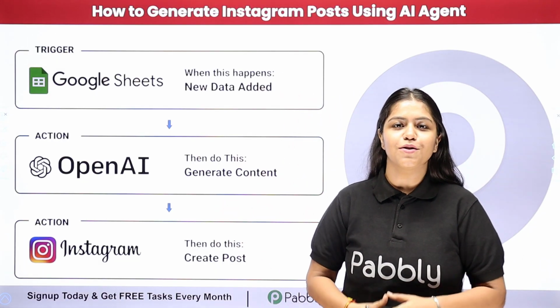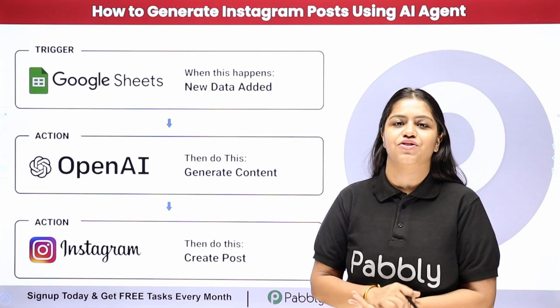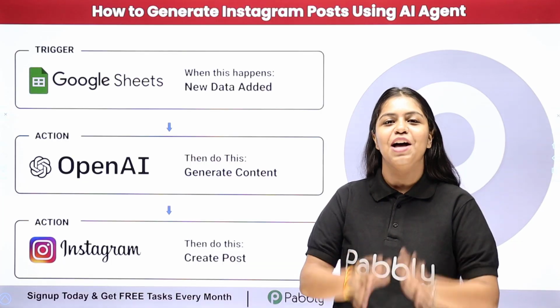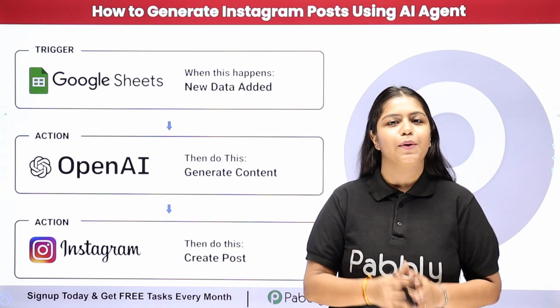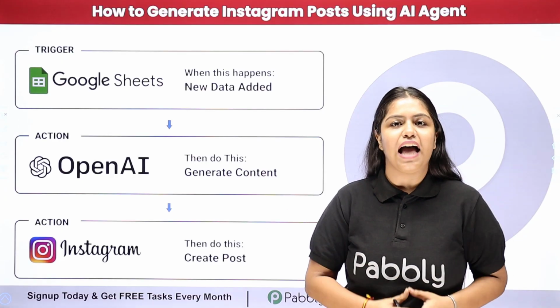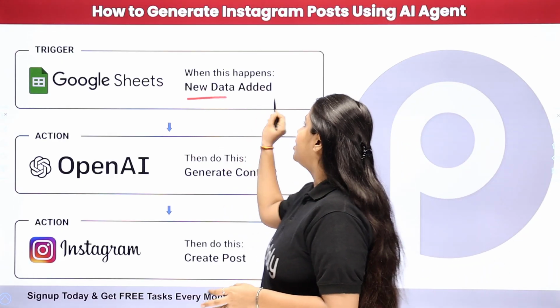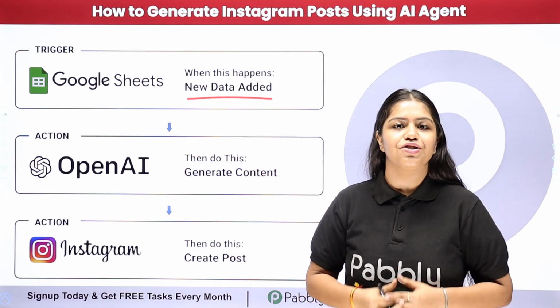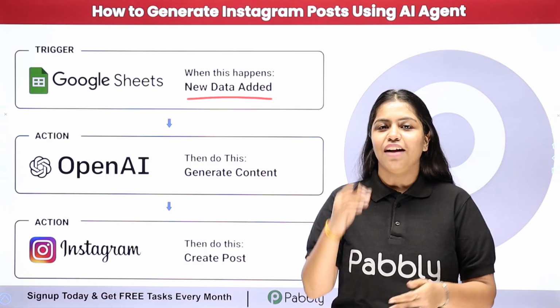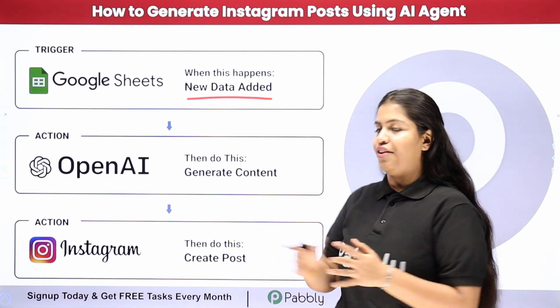So like you, I also used to manually post on my Instagram account, but this is such a time consuming and tedious task. So to solve this problem, I've simply created this amazing automation where, as soon as I add the post details into my Google Sheets, my AI agent automatically generates the caption and the image to post on Instagram, and further we are going to post it on our Instagram account.